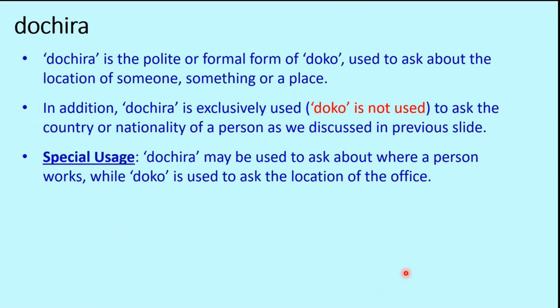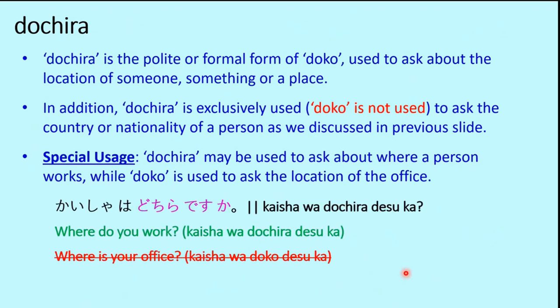Then we have a special usage of dochira. Dochira may be used to ask about where a person works, while doko is used to ask the location of the office. For example, if we ask Kaisha wa dochira desu ka? That doesn't mean where is your office. Kaisha is office. Kaisha wa dochira desu ka? This does not mean where is your office or what is the location of your office, but it means where do you work. Kaisha wa dochira desu ka is where do you work.